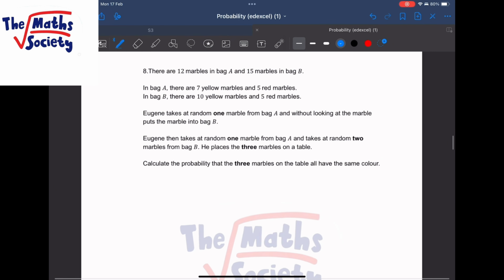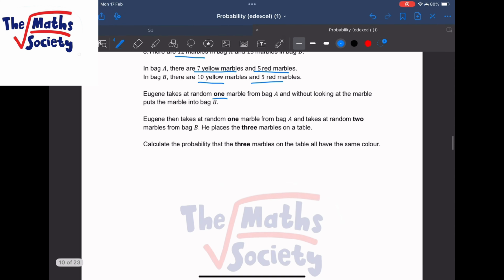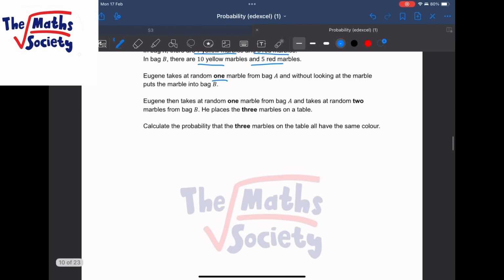Number 8 says that there are 12 marbles in bag A and 15 marbles in bag B. In bag A, 7 yellow marbles, 5 red marbles. Bag B, 10 yellow, 5 red. Eugene takes a random 1 marble from bag A and without looking at the marble, puts the marble into bag B. And then takes 1 from bag A and takes a random 2 from bag B, places the 3 marbles that all have the same color. We need to know if they have the same color or not.